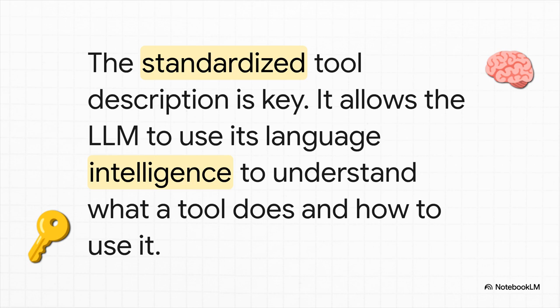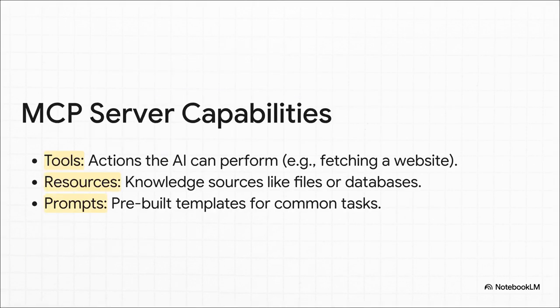So the model uses its incredible language skills to understand what you want, read the descriptions of all the available tools, and make the connection all by itself. It figures out, oh, you want a hiking trail? I need to use the Search Places tool from the Google Maps server. No custom code needed. So when you boil it down, any server that speaks MCP can offer three main things.